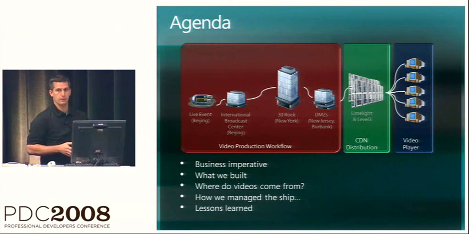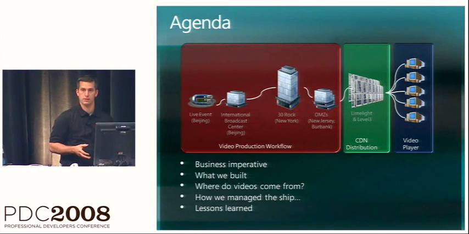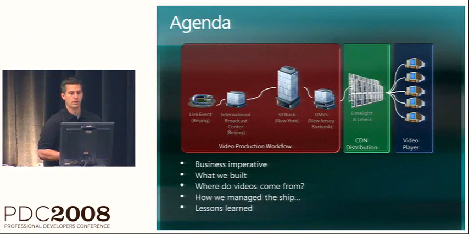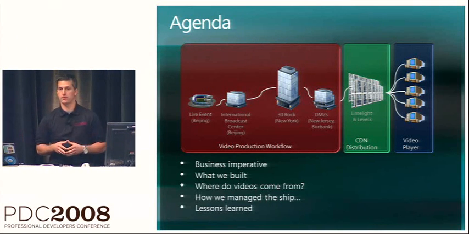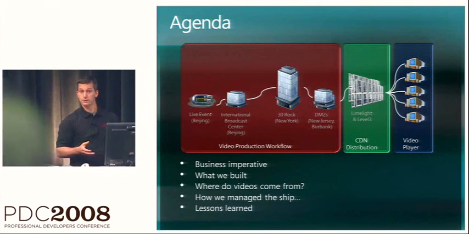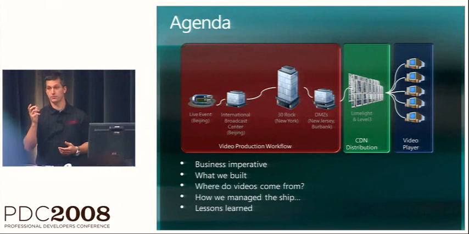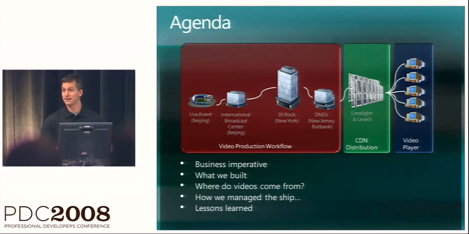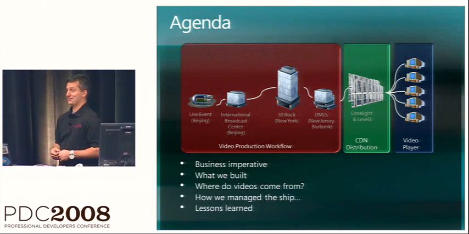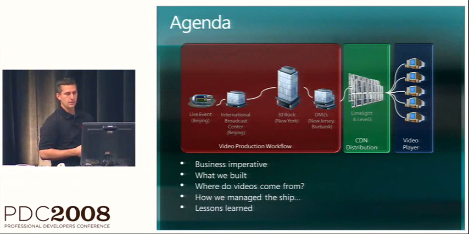So what I'm going to talk about quickly is just setting up the business imperative. Why did we take on this project? What did NBC want to get out of it? I'm going to get into what we actually built. I'm going to walk through this whole concept of where do babies come from, or where do videos come from, because there was a massive amount of content that was created, and it just wasn't as simple as shooting some camera and dropping a tape into a D5 tape and dropping it down and then putting it on the web. It was slightly more complex than that.